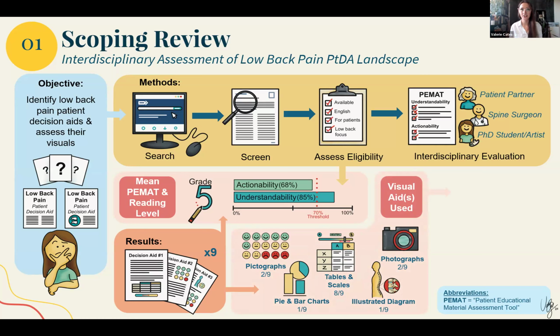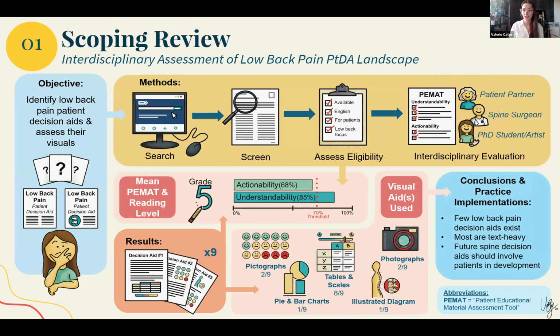And then the decision aids that we liked most tended to use a variety of visual modalities and scored highest on PMAT. So really interesting conversations in that, really different perspectives, especially having a patient and a spinal surgeon on the team and hearing where we found commonalities and where we had differences. But we recently just completed a manuscript and are in the submission process.